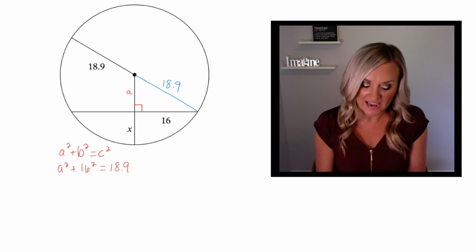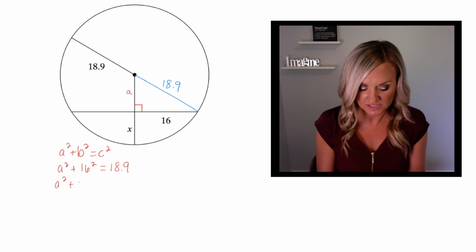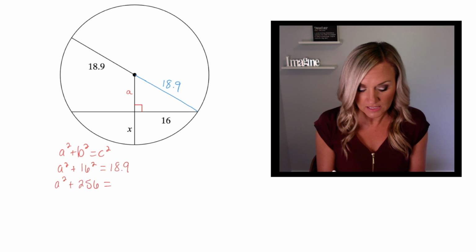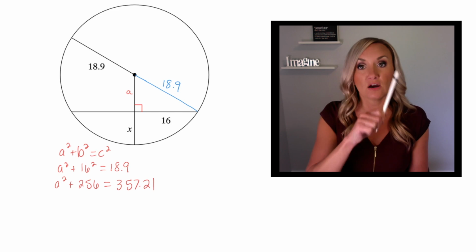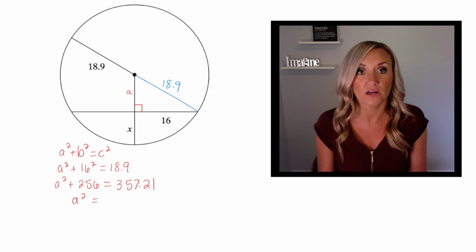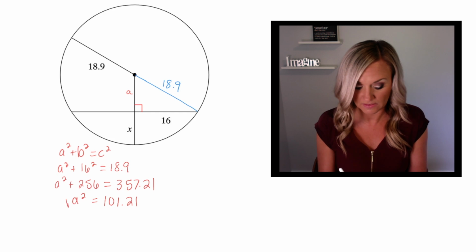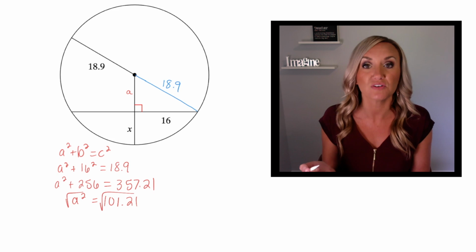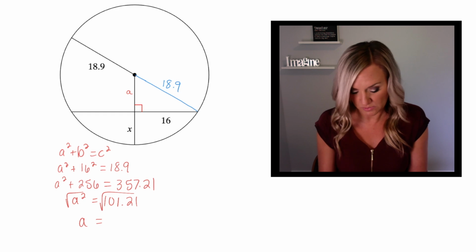Now we have a squared plus 16 squared, which is 256, equals, now 18.9 squared is 357.21. If we subtract the 256 to the other side, we have a squared equals 101.21. The final step is to take the square root of each side, and when we do that, we have a is about 10.06.